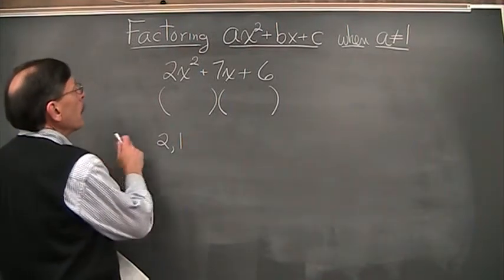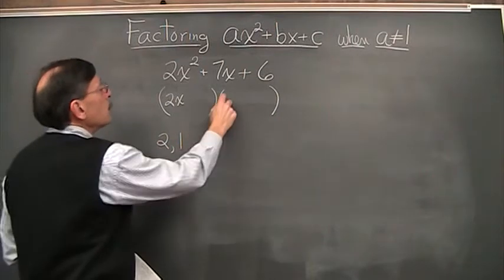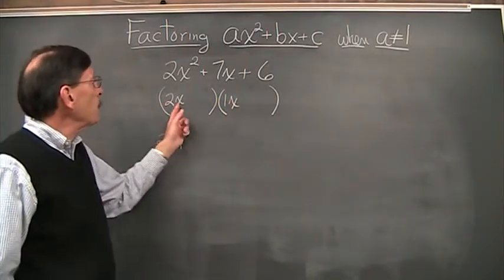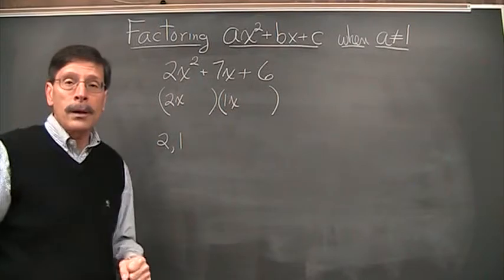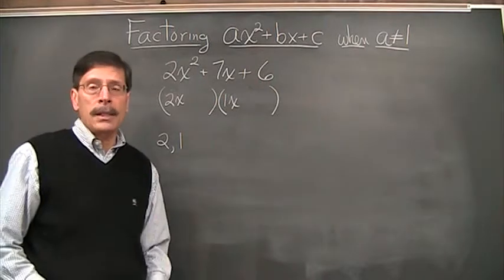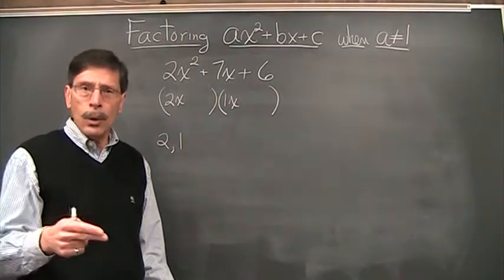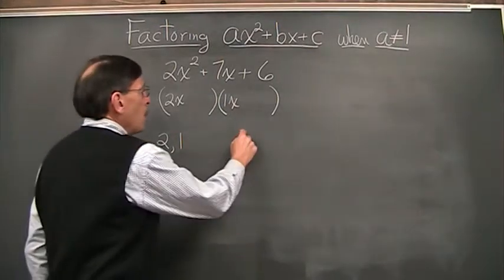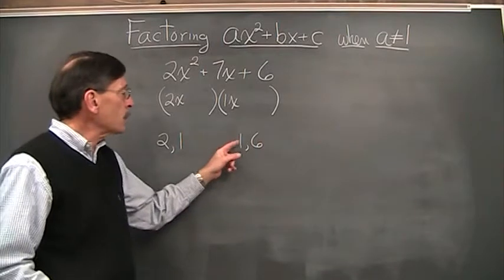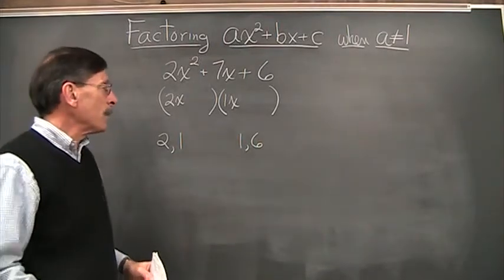So I'm going to start by writing 2x in the first position, 1x in the second position, and as you can see, 2x times 1x is 2x squared. Next, take a look at the constant term 6 and list all the different pairs of numbers that multiply to 6. We have 1 and 6, and what we'll do is we'll start with 1 and count up to 6 for our possibilities.